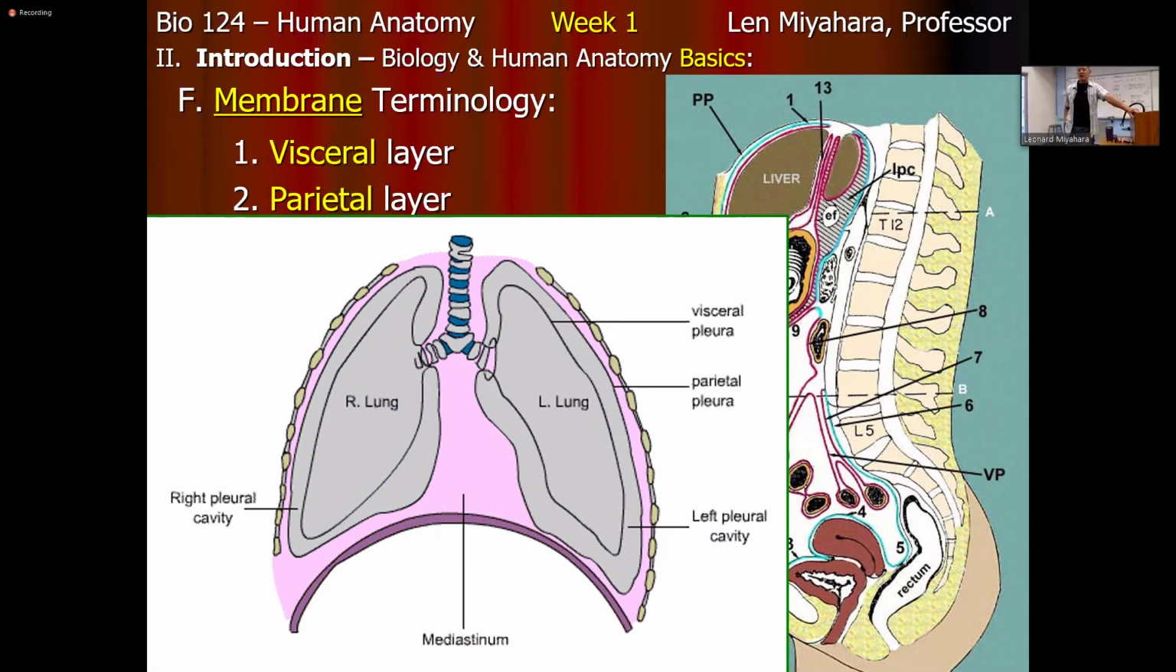The surface tension of the liquid inside all your little air sacs, alveoli, will cause that lung to shrink away from the pleural cavity wall. That's called a pneumothorax or collapsed lung. We'll talk about that later.